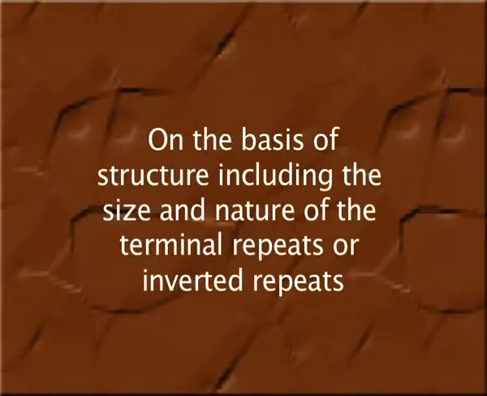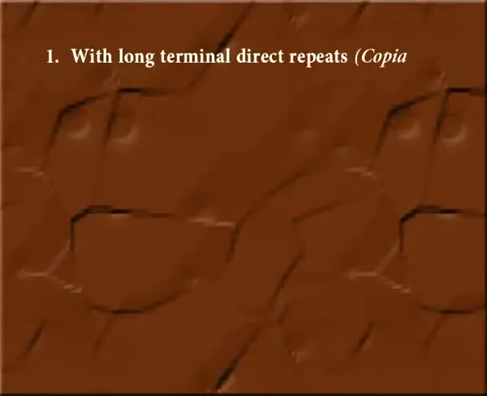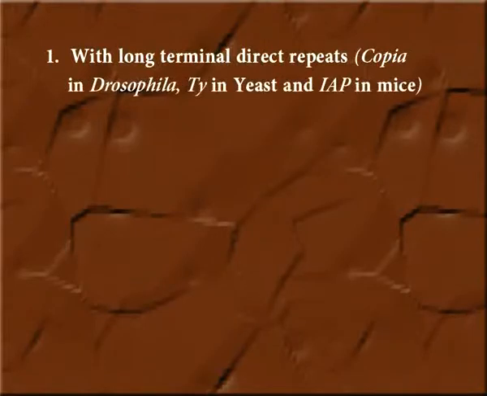The transposable elements in eukaryotes can be classified into four types on the basis of their structure, including the size and nature of the terminal repeats or inverted repeats. The four types of transposons are: number first, with long terminal direct repeats, for example, copia in Drosophila, TY in yeast, and IAP in Maize.